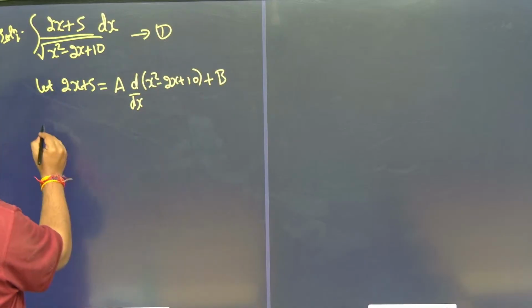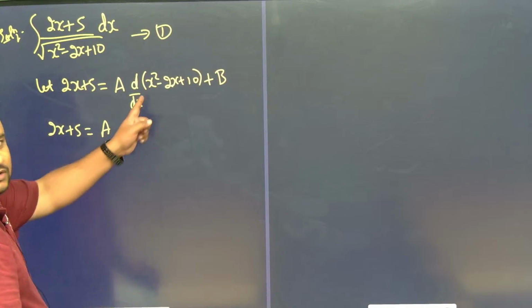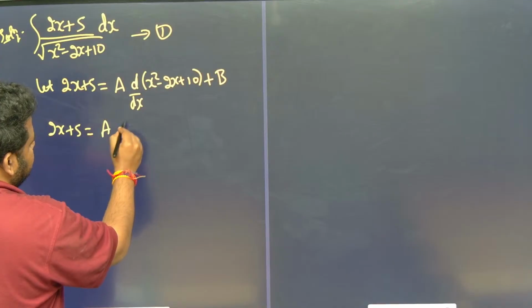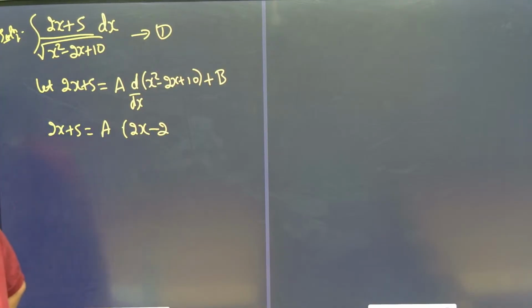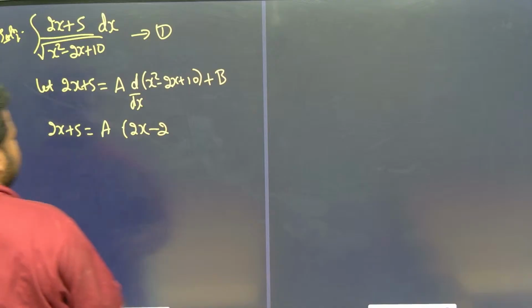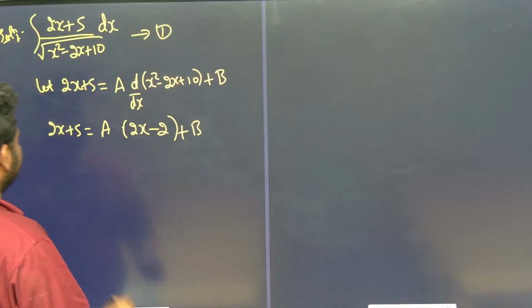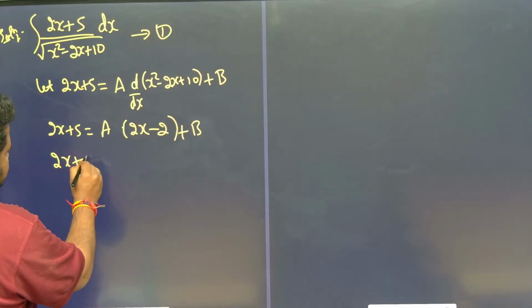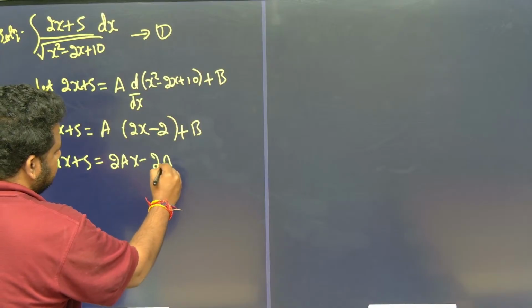Okay. Let us write this again. So 2x plus 5 is equal to a into, derivative of this is 2x minus 2, a into 2x minus 2, the differentiation of that, plus b. You don't have to differentiate this. Just keep it like this. Now 2x plus 5 will be equal to 2ax minus 2a plus b.